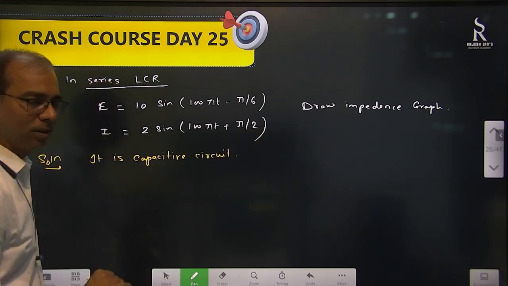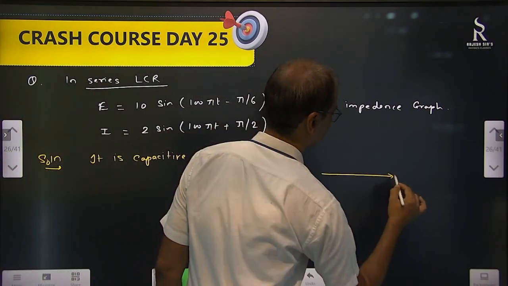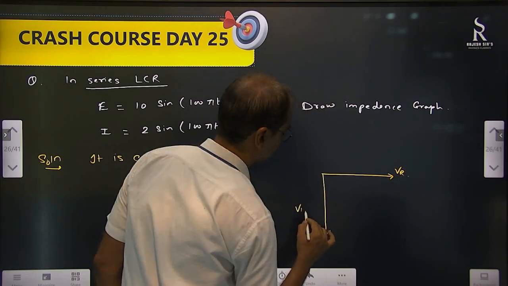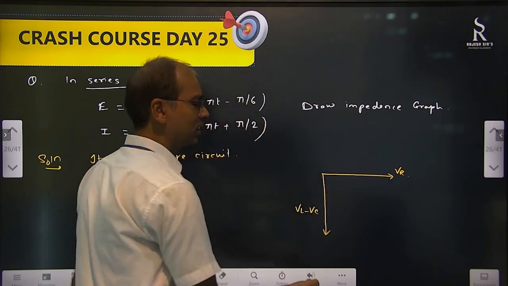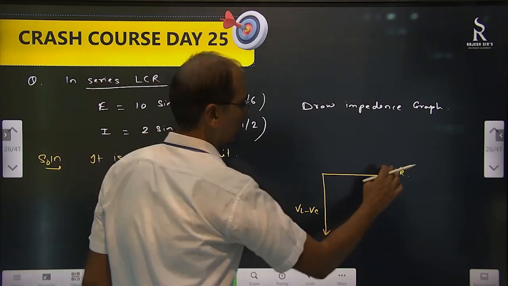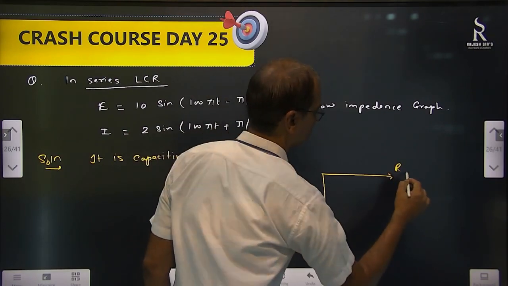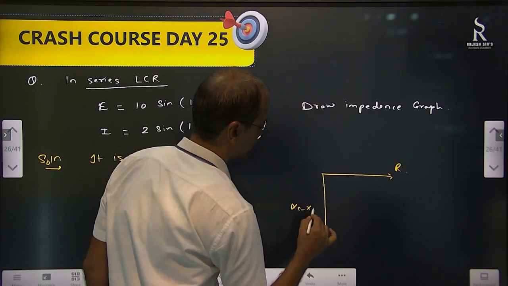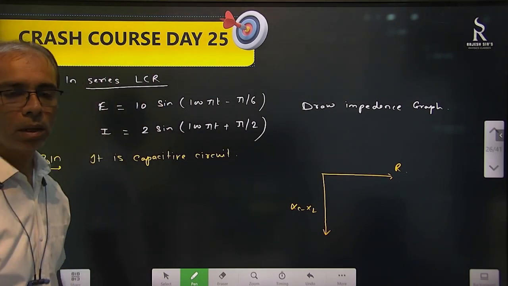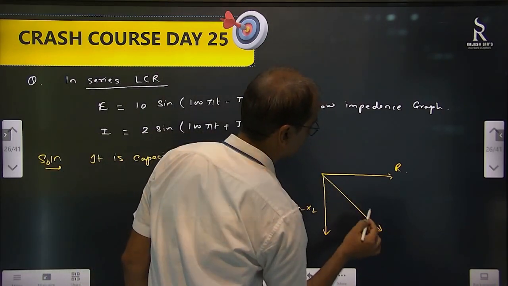Draw impedance graph means draw the phasor diagram, nothing else. So this is VR over here, then we will have VL minus VC. Or you can write R over here and XL minus XC over here because he wants an impedance graph. So R and XL minus XC. Here R and XC minus XL, because it's a capacitive circuit. Then this is how our E is.